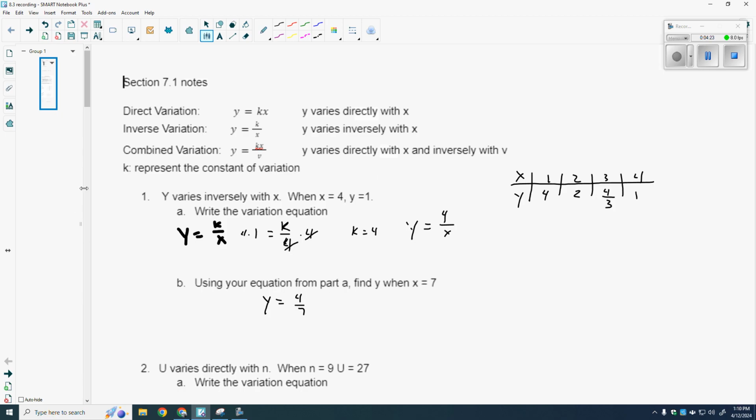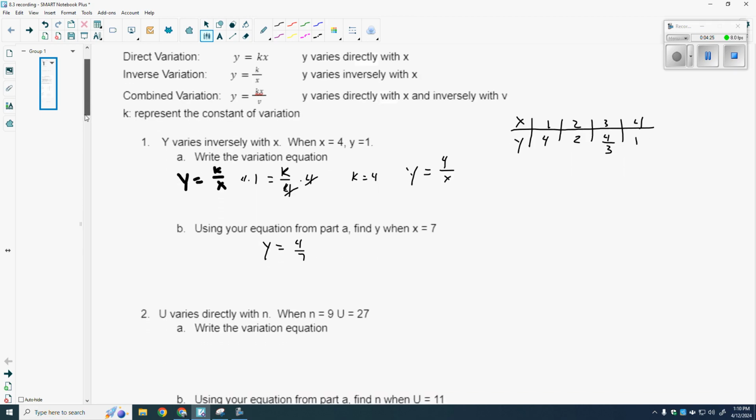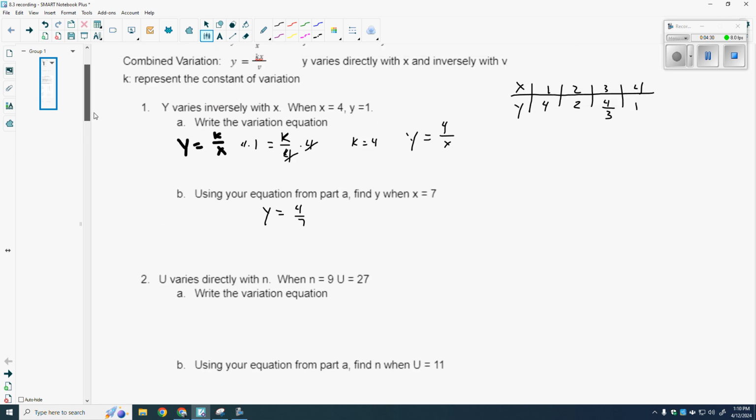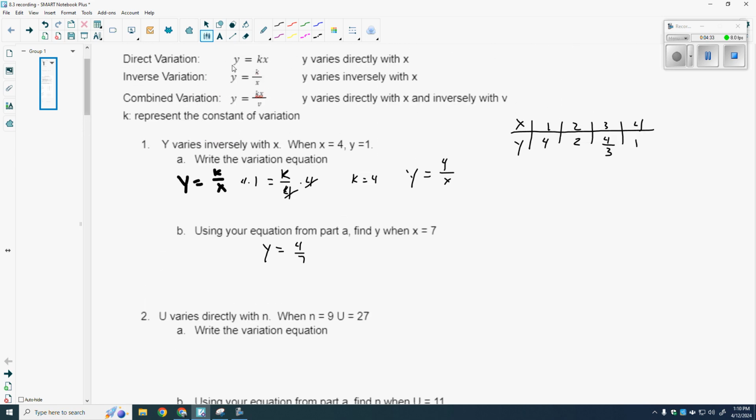Okay, question 2. U varies directly with n. What does that look like? Direct variation. Y equals k times x this time. So in this case, u equals k times n. U varies directly with n. Y varies directly with x. This is my generic relationship. This variable varies directly with this variable, so this variable is equal to some constant times x.